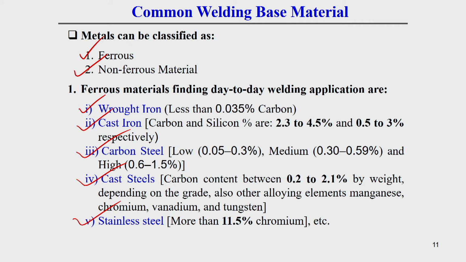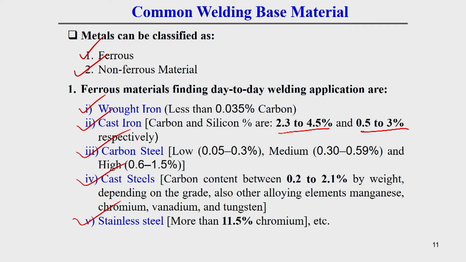In cast iron, generally two major components are there, carbon and silicon. Here the carbon content varies from 2.3 to 4.5% and the silicon percentage varies from 0.5 to 3%.